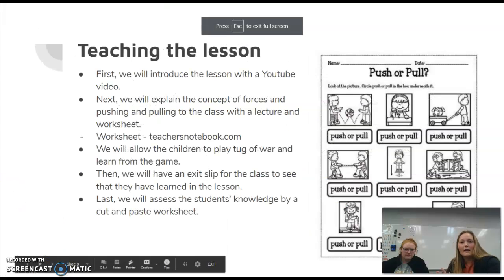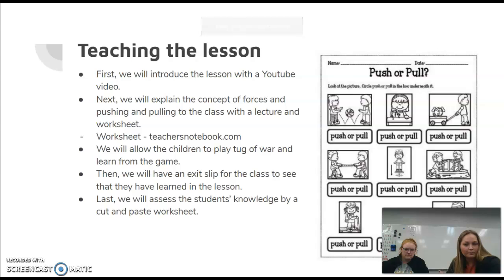Next, how we're going to teach the lesson: we just showed you how we would introduce it with our video, and then we would have a lecture or easily demonstrate to the class the concepts of forces and pushing and pulling. And then the worksheet on the right is what we would help the students with during that lecture. Then we would allow the children to play tug of war and learn the different forces and how pushing and pulling works during the game.